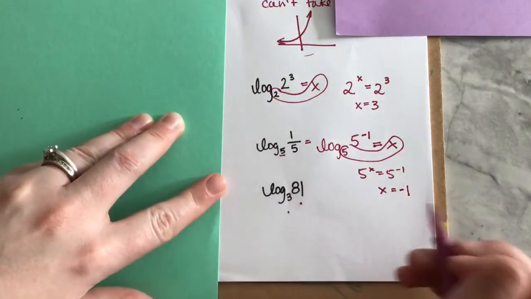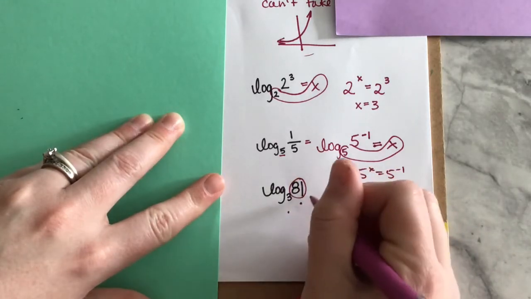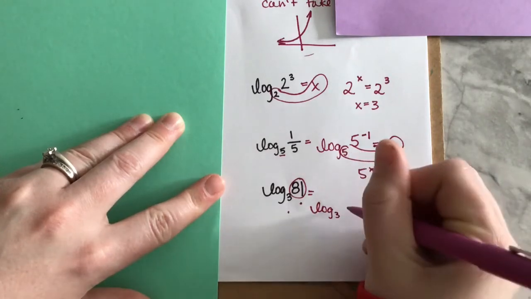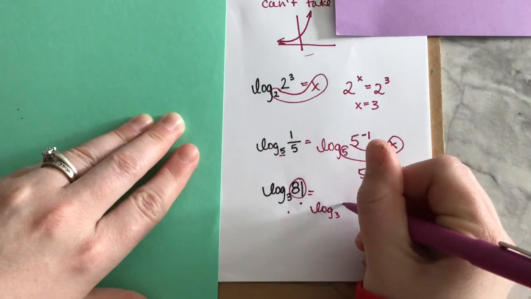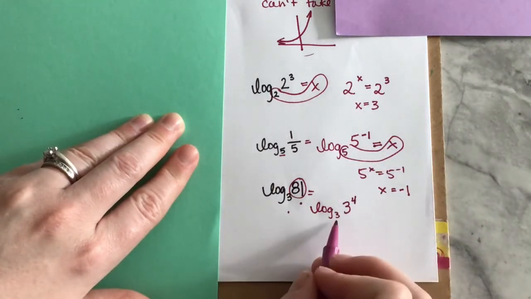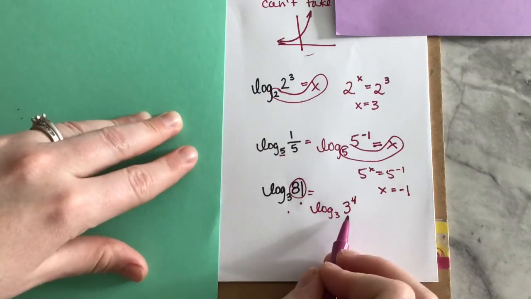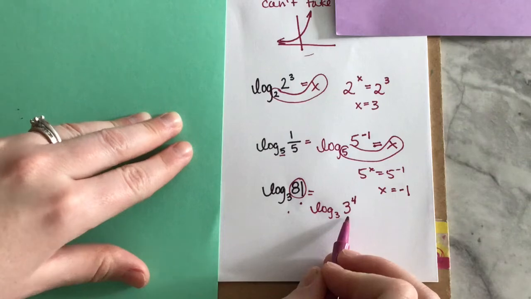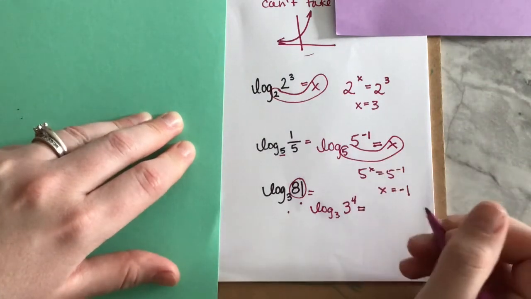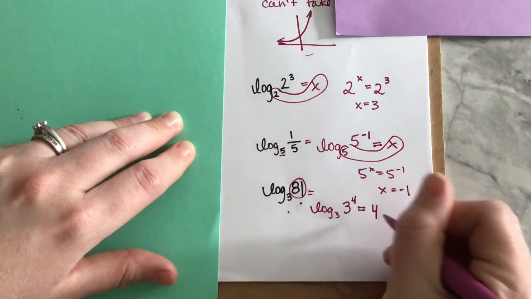Well, I can rewrite 81 as a power of 3. Well, that's log base 3 of 3 to the 4th power. Well, 3 to what power is 3 to the 4th? And in this case, well, 3 to what power gets us to 3 to the 4th? Well, it's going to be 4.